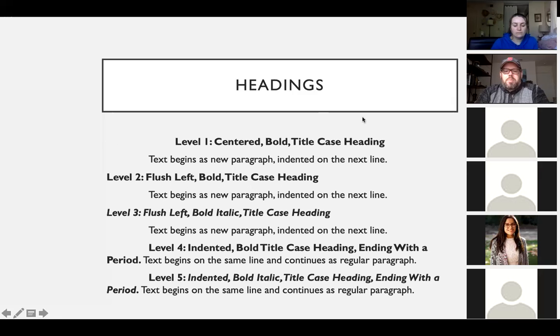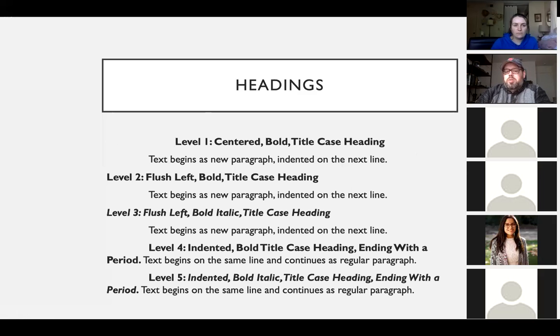So these are the examples here on this screen. Level one: centered, bold, title case heading. So again, if words are meant to be capitalized, then they are capitalized here. Your text would begin as a new paragraph, indented, on the next line down. A level two heading is flush to the left margin. So there's no indentation. You just start right where the margin is.